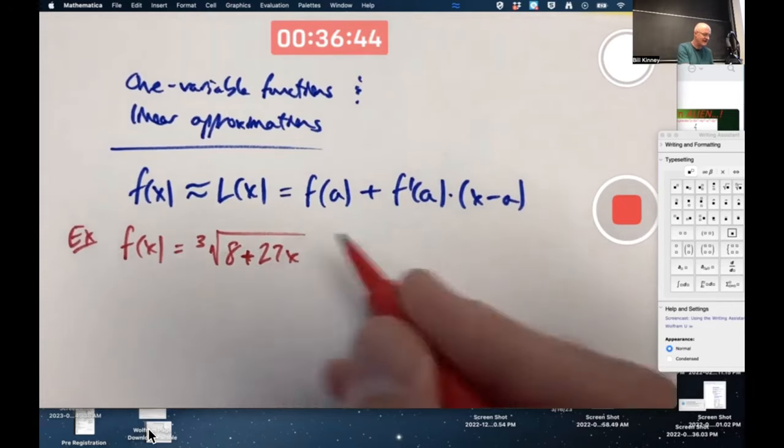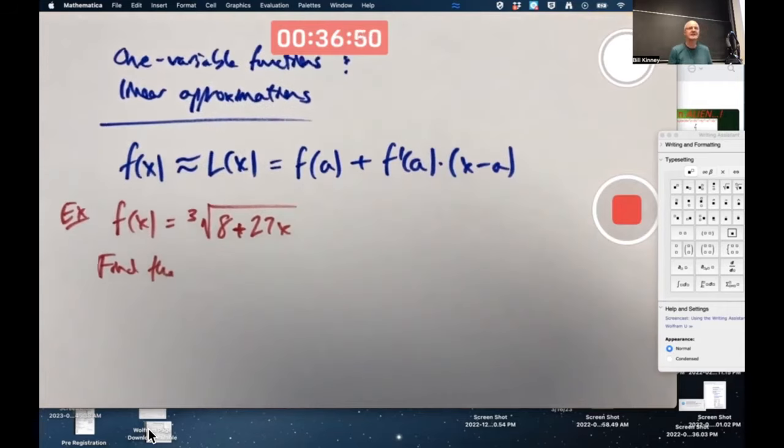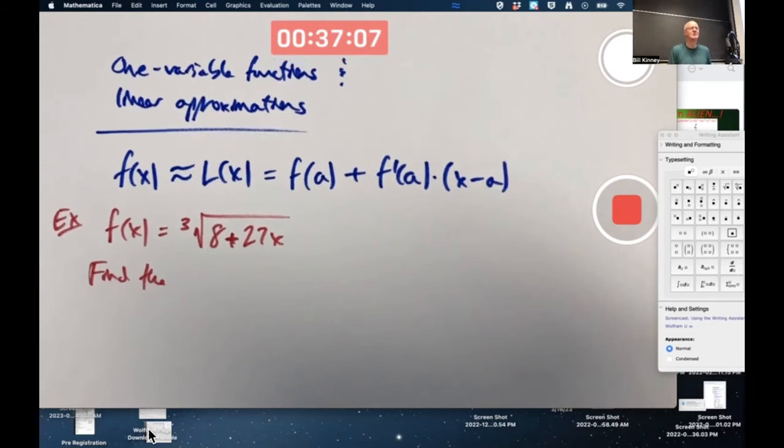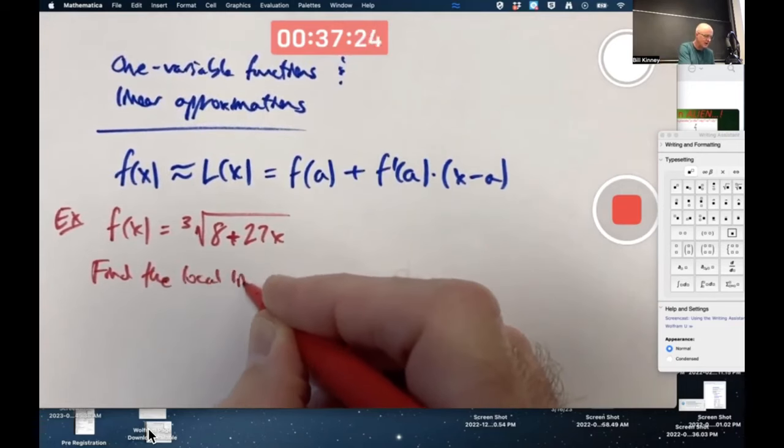I'd like to find, you could phrase this in different ways. Sometimes it's phrased as find the tangent line approximation. Sometimes it's phrased as find the linear approximation. Sometimes it's phrased as find the local linearization. All three of those things mean the same thing. Tangent line approximation, linear approximation, local linearization. Find the local linearization. I'm going to use that one here.